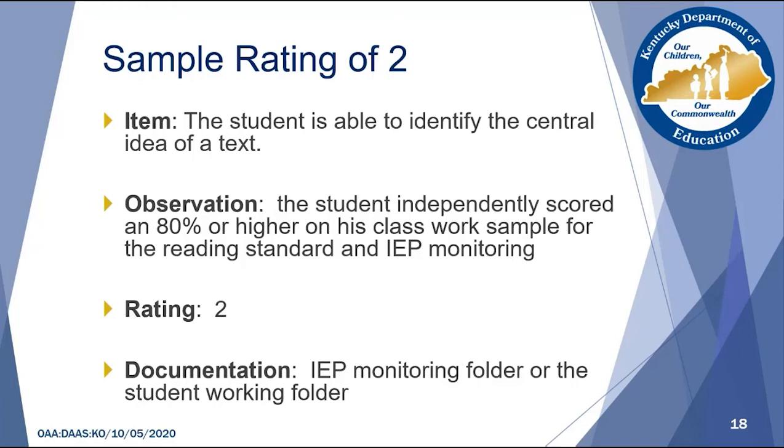Here's an example of an item. The student is able to identify the central idea of a text. The team knew what the student performance was through classroom observations. Based on those observations, the student independently scored at or above 80% and therefore was found to have a rating of 2. The item was covered in classwork and also covered by the Reading IEP goal. So the team was able to use the IEP monitoring data and work samples in the student working folder to evidence performance and provide documentation.